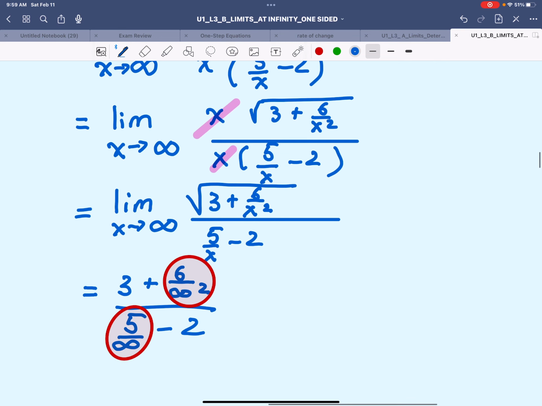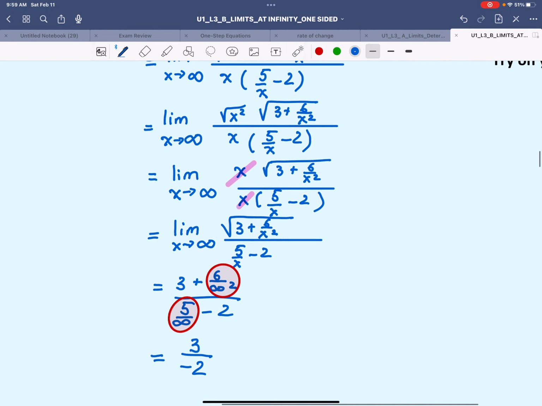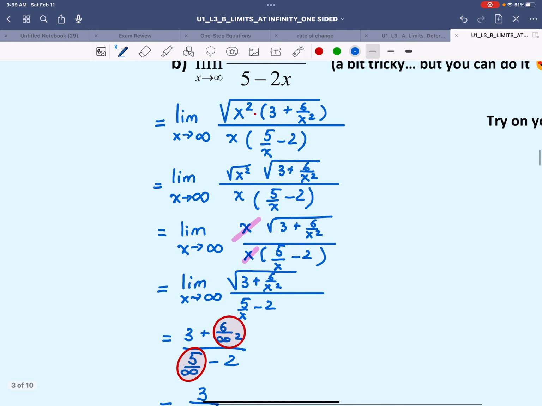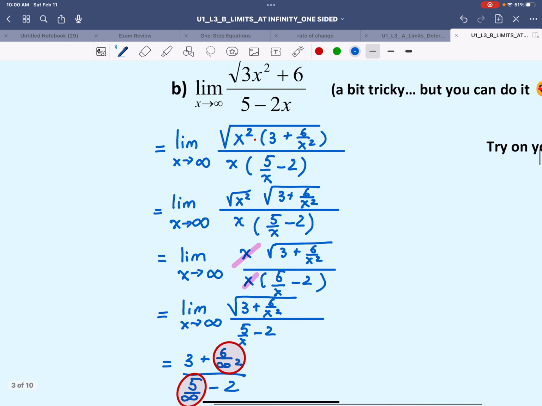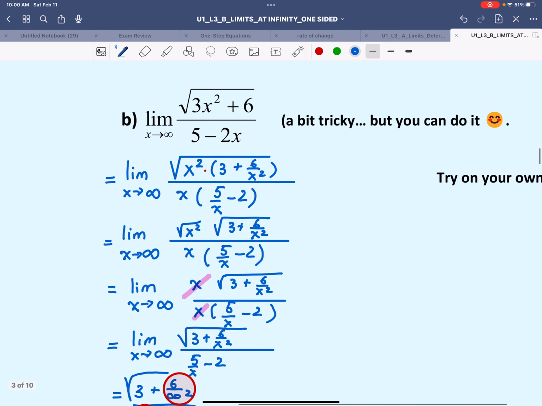And we're going to say that in this case, we end up with a 3 in the numerator, a negative 2 in the denominator, and 3 over negative 2 will be the value of the limit as x approaches infinity. Okay, so sorry, that's inside the square root. Very clever. So it's going to be square root of 3 over negative 2. And here we go. That's the answer.